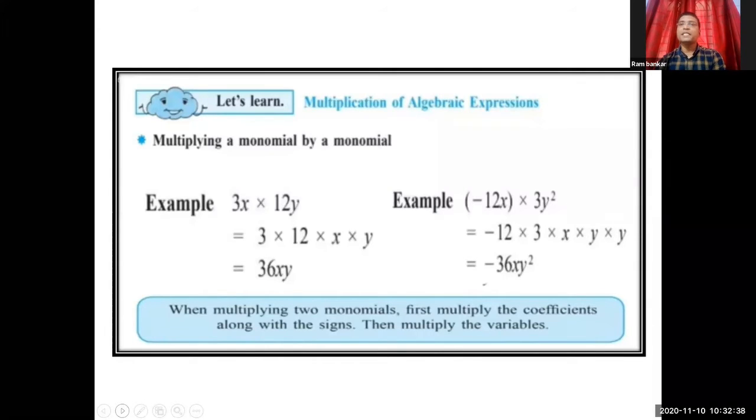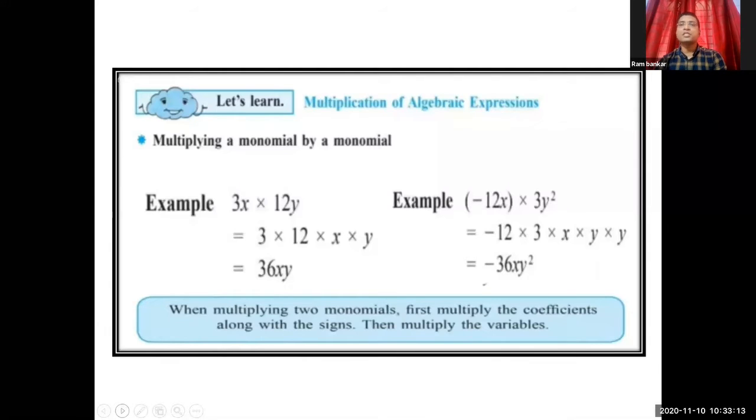Look at the example given. The same example is given on the left side and right side. The only difference is that the minus sign is there. 3x into 12y. There are two algebraic expressions given. 3x is the first, having only one term, so it is a monomial, and the second, 12y, is also one term, a monomial. It means monomial into monomial. We have to solve this.